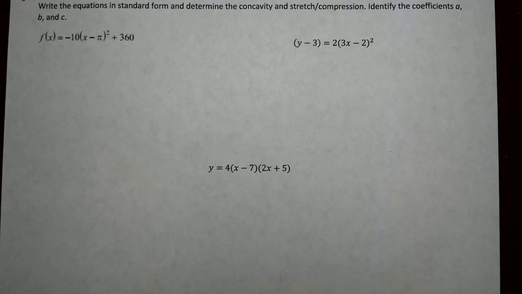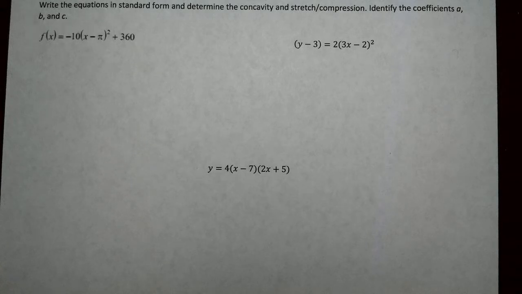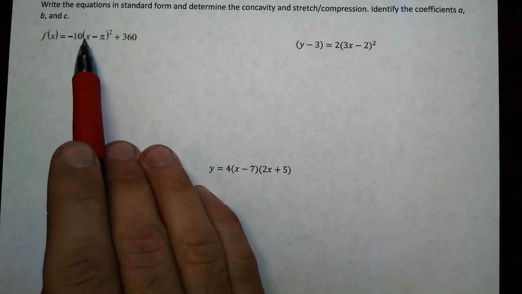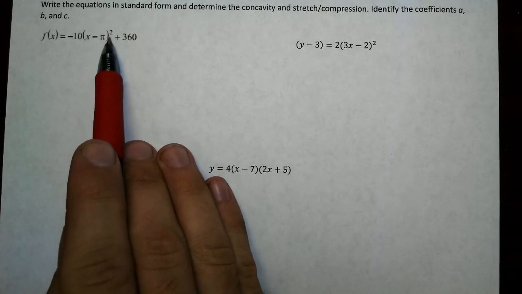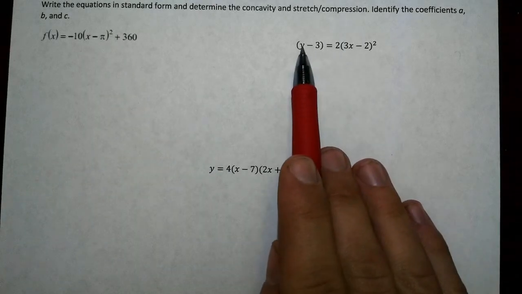What we're looking to do for all these equations is write the equations in standard form and determine the concavity and stretch or compression. Identify coefficients a, b, and c. When we're multiplying binomials, remember, binomial just means a number with two terms in it. Let's identify some binomials. X minus pi, that's a binomial. It's got an x term, and it's got just a constant term, a term with no variables in it.